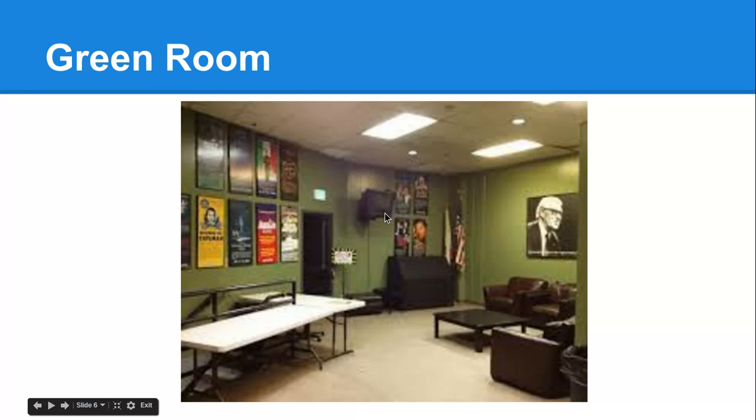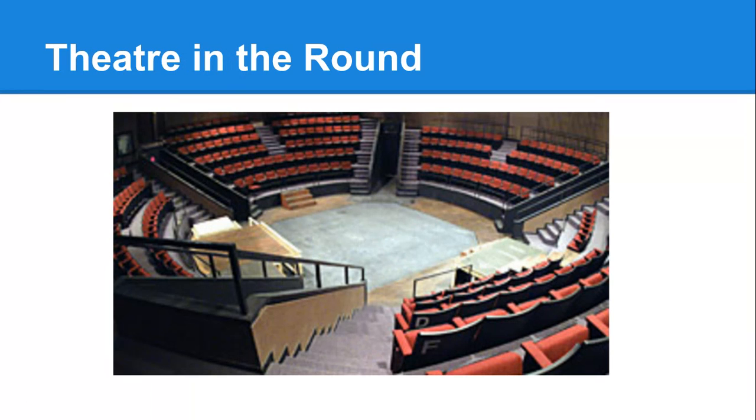Okay, next vocabulary word is going to be a type of stage. It's called theater in the round. So a theater in the round, the audience sits all around the stage. So you'll see the audience is sitting on all sides of the stage, and it's in somewhat of a circle. Okay, next vocabulary word is going to be a prop. A prop is anything that the actor carries on stage with them. So cups, glasses, anything that the actor carries on and off stage with them is going to be a prop.